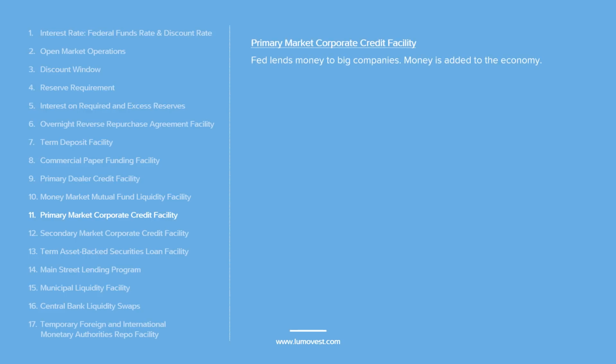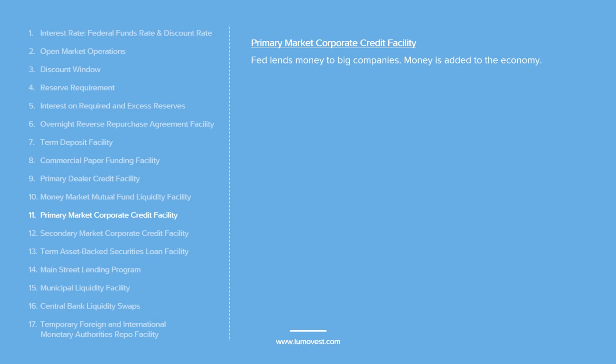The Primary Market Corporate Credit Facility is a new tool established in March 2020 in response to the challenges created by the coronavirus. Because of the economic shutdown, businesses across the country had to shut down. They couldn't generate revenue, but they still had to keep paying expenses. In order to stay afloat, they needed to borrow debt so they could have enough money to pay for all the expenses.